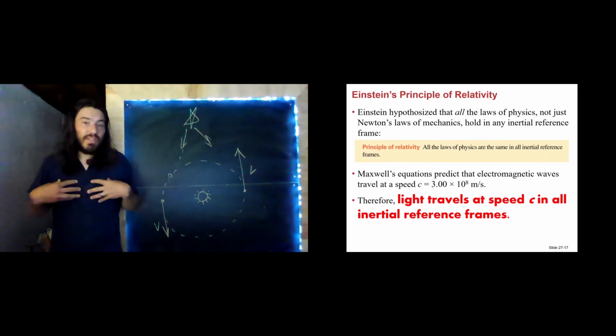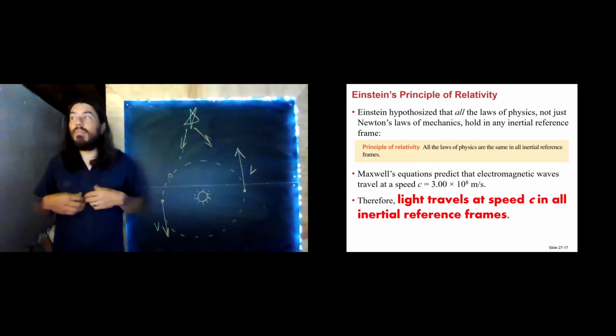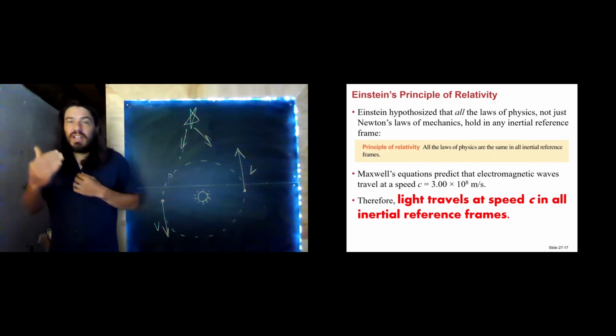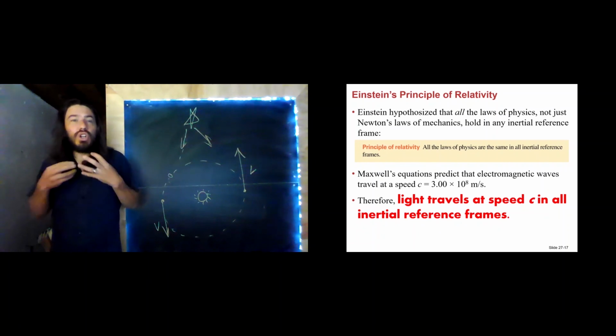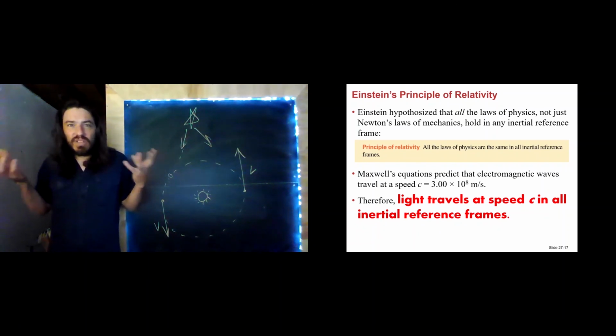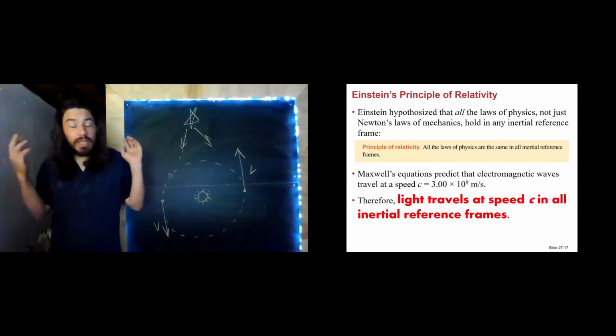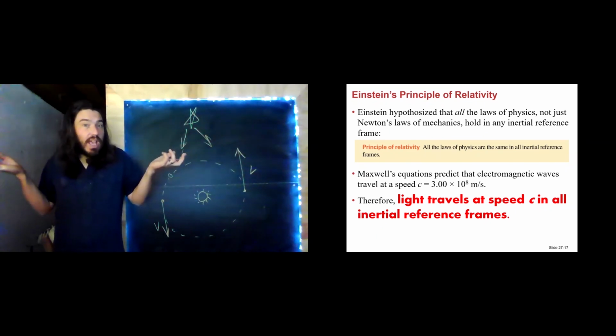In other words, if I discover the laws of physics here on Earth, and some other species on another planet far across the galaxy discovers the laws of physics, then we should agree even if we're moving at different speeds on different planets. It seems reasonable. That really is the principle of relativity.